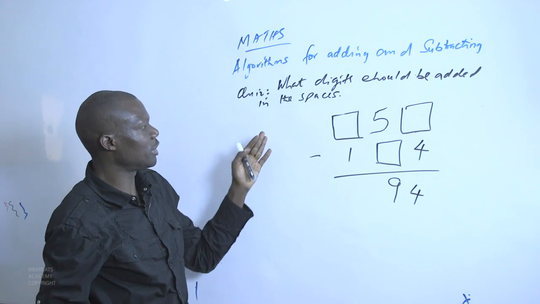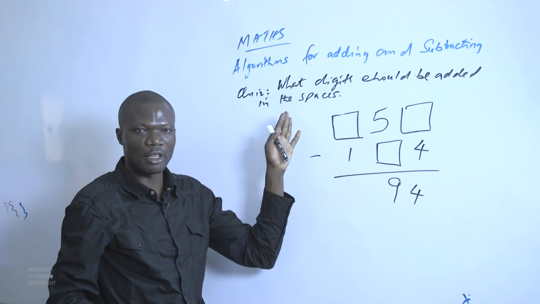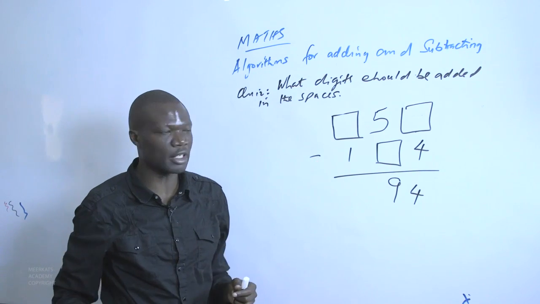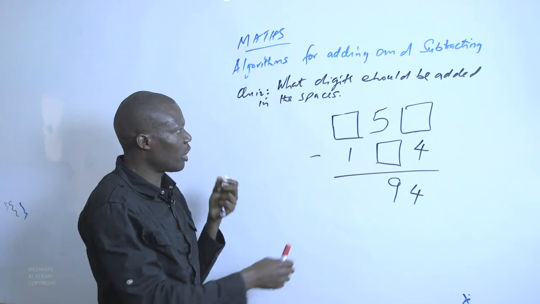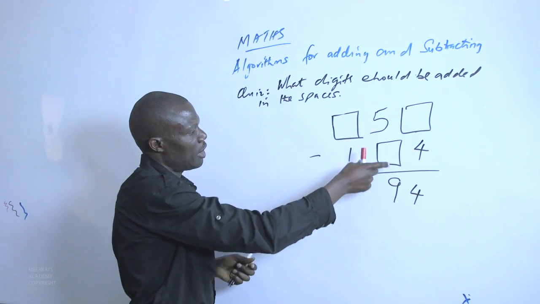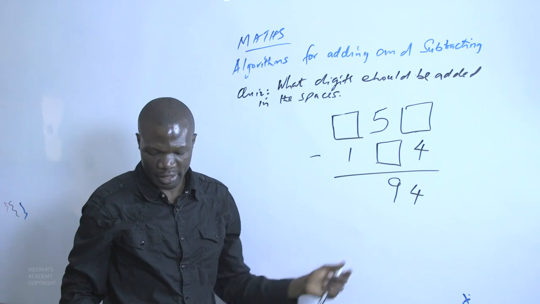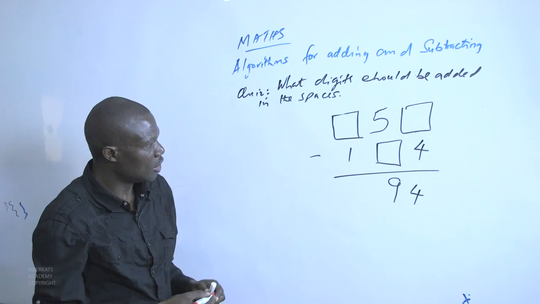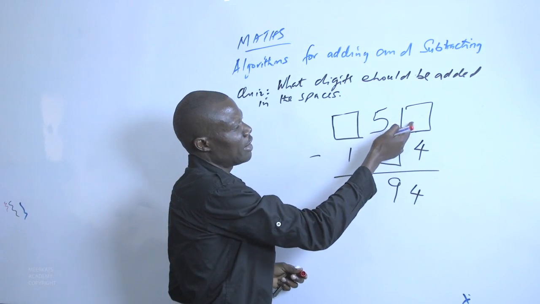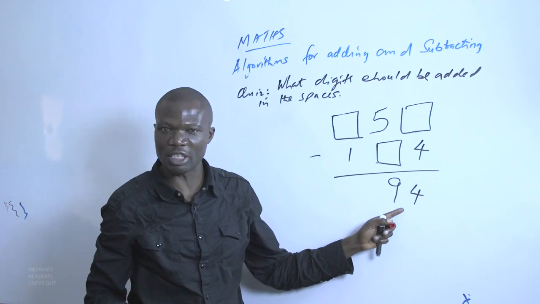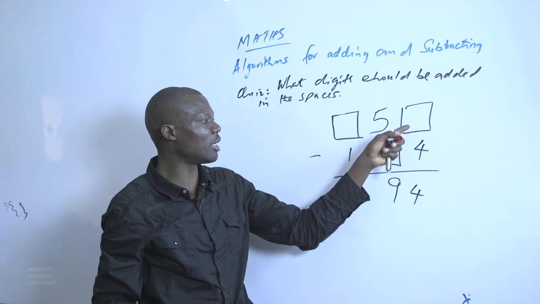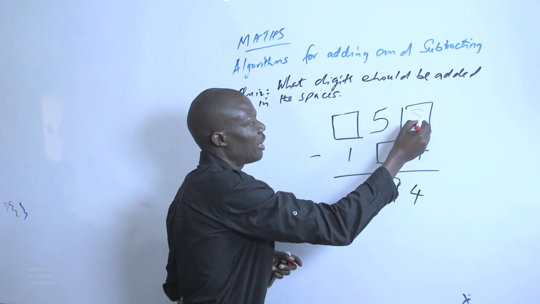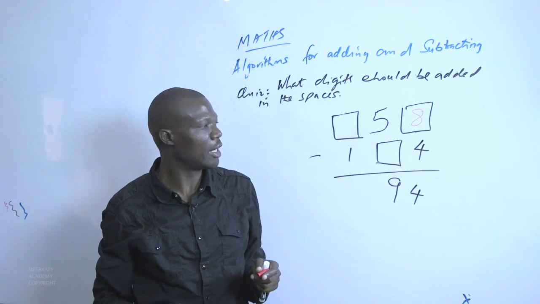Second question, we are to fill the blank spaces, and we are subtracting. We have the first numeral and the second numeral, but the answer is 94. So we should find out which digit gives us this. We want to find a digit here. When we subtract 4, it gives us a 4. To go back and get the missing digit, it will be 4 plus 4, which is 8. So the missing digit here is 8.